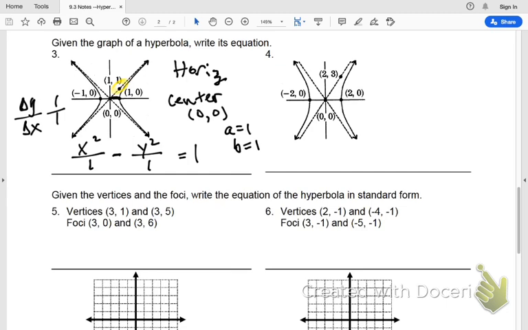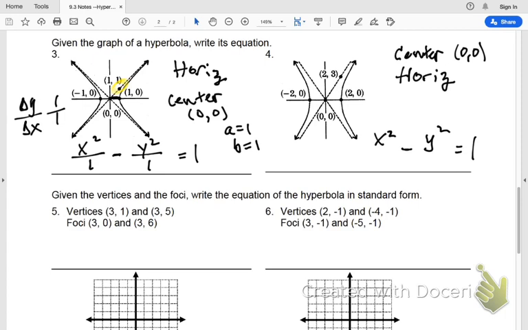The second one, my center is at 0, 0 again. So I know I'm going to have another x squared and a y squared without having to add or subtract a number. This again is horizontal. So that tells me that my x squared needs to go first. I have a minus sign because it's a hyperbola. And then my y squared is second. It's going to be equal to 1.